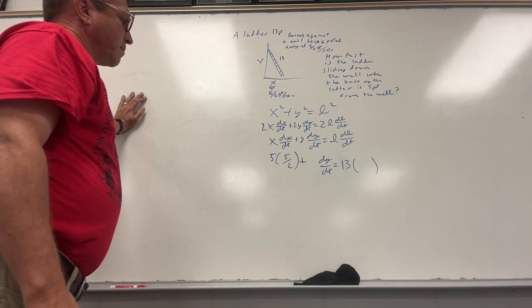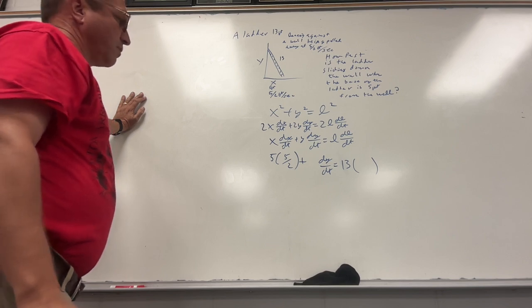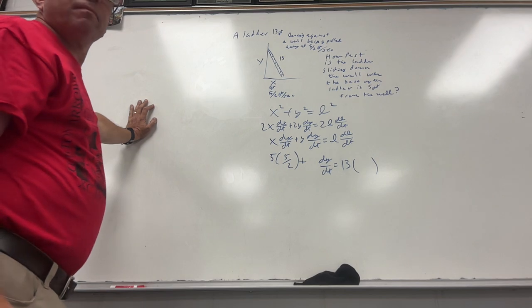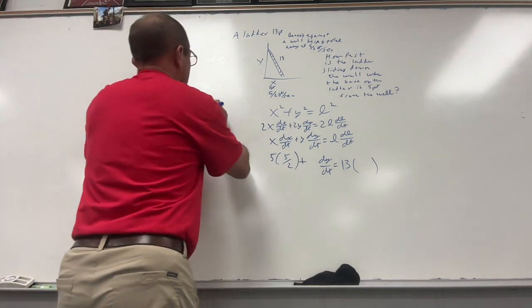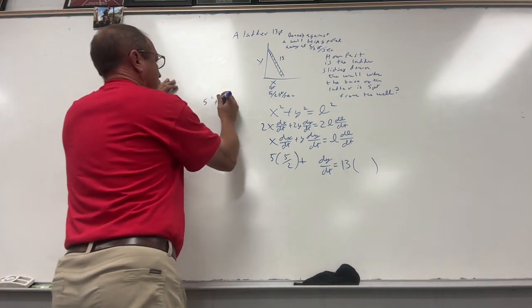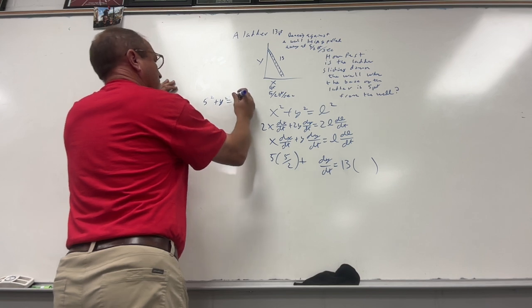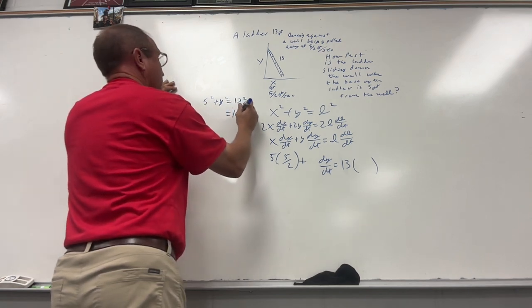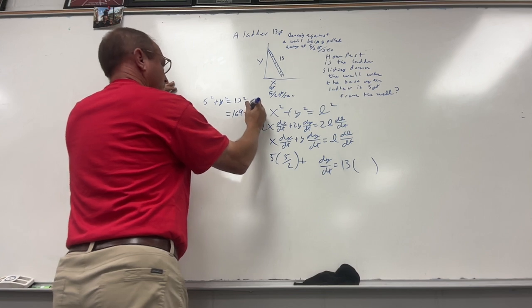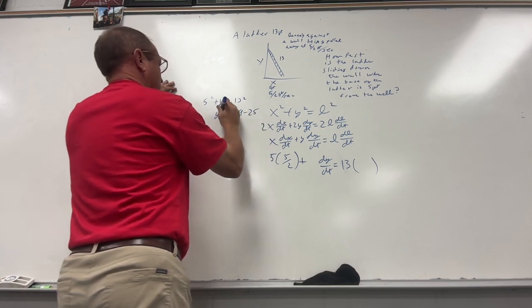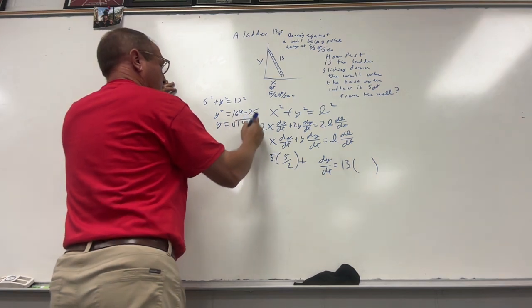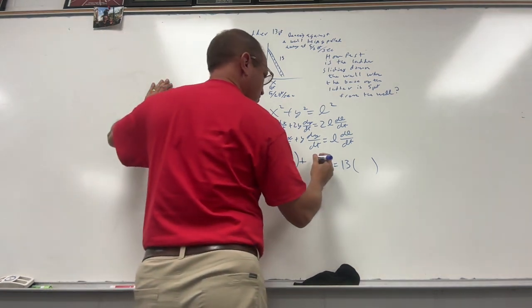Now, how do you think we could solve for either one of those? Could you do y with Pythagorean theorem? We find y with the Pythagorean theorem. So we have 5 squared plus y squared equals 13 squared. So it's 169 minus 25. So y would equal the square root of 144, which would be, as you have said, 12.